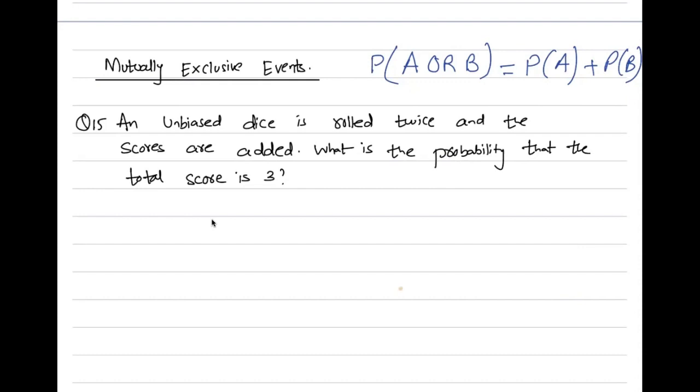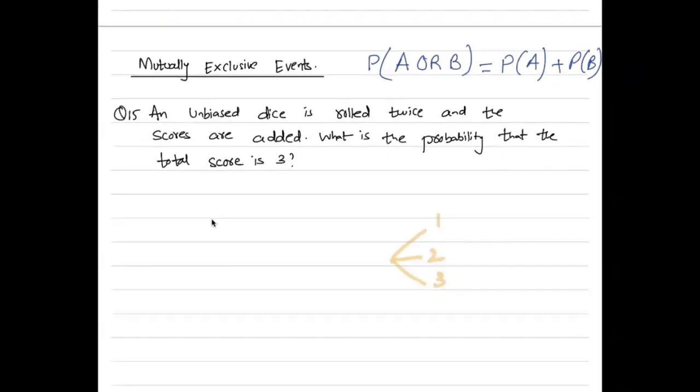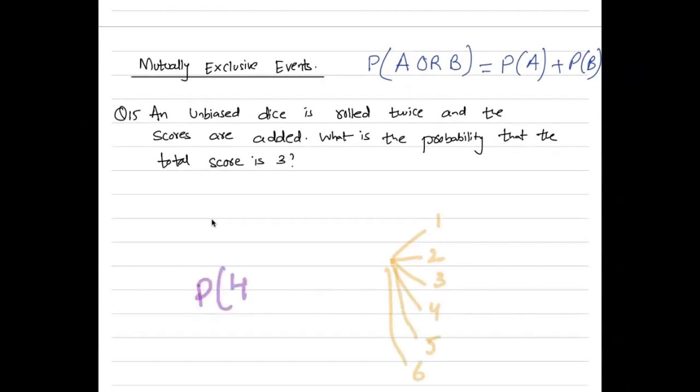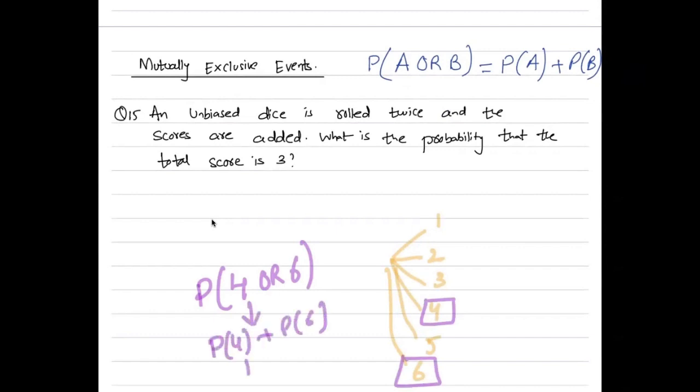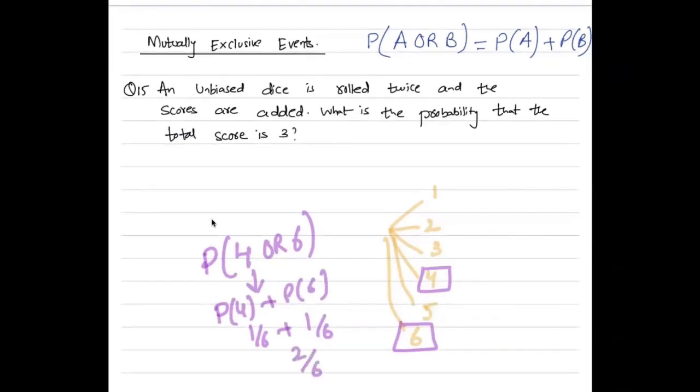For example, you throw a dice, you can get 1, 2, 3, 4, 5, or 6. Now the question is, what is the probability of getting a 4 or a 6? So getting a 4 is 1 out of 6. Getting a 6 is 1 out of 6. So that's going to be equal to probability of 4 plus probability of 6. That is 1 out of 6 plus 1 out of 6. That is 2 out of 6.